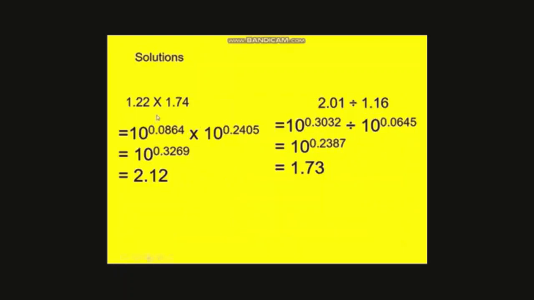Okay, so here we have the solutions. So the log of 1.22 was 0.0864, so that's 10 to the power of that. And the log of 1.74 was 0.2405. So my index rules say that I can add those powers, and I get 0.3269. And if I look that up, the closest one, it's not absolutely spot on, but the closest one is 2.12 to 2 decimal places. Okay.